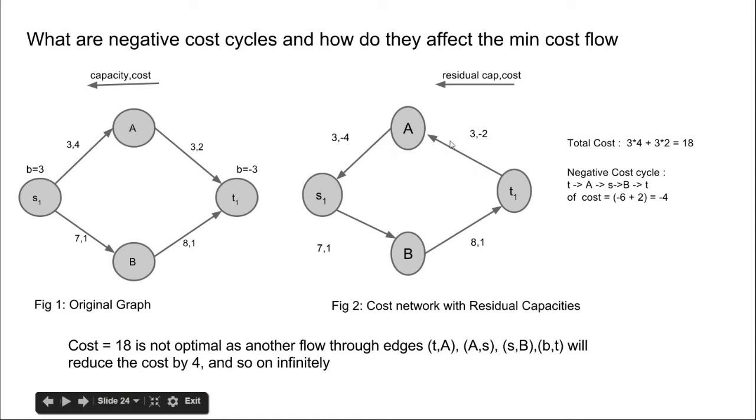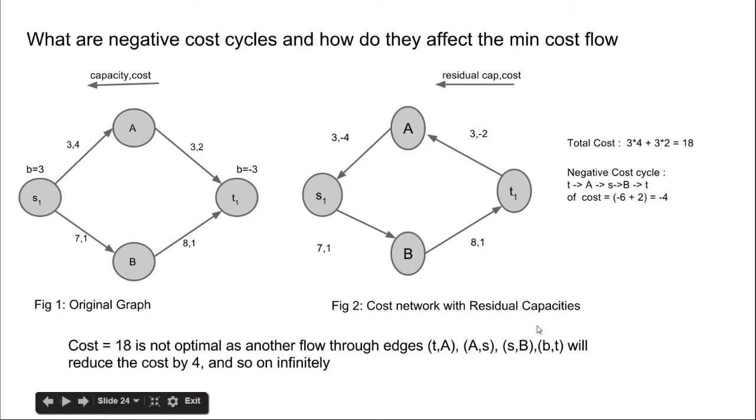Now here it is minus 2, here it is minus 4, here it is 1 and 1. So first and foremost we need to find the cycle. The cycle is from T1 to A to S1, S1 to B, and B to T1. Is it negative? It is negative because minus 2 plus minus 4 is minus 6 and 1 plus 1 is 2. The total cost is minus 4.